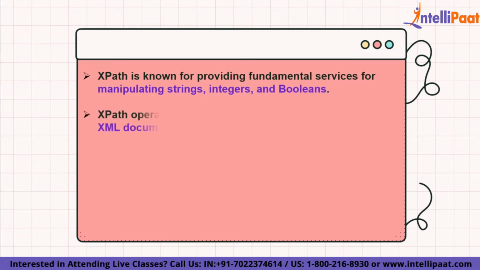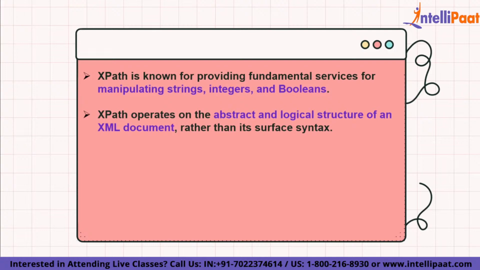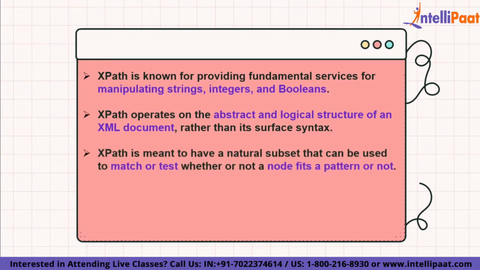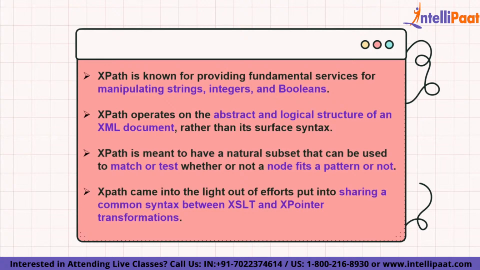So guys, basically XPath operates on the abstract and logical structure of an XML document rather than its surface syntax. It is also meant to have a natural subset that may be used to match or test whether or not a node fits a pattern or not, which is why it is utilized in Alchemy Catalyst to check for conditions inside the document. Basically, this XPath is incarnated out of effort put into sharing a common syntax between XSLT and XPointer transformations. It allows the search and retrieval of information within an XML document structure.